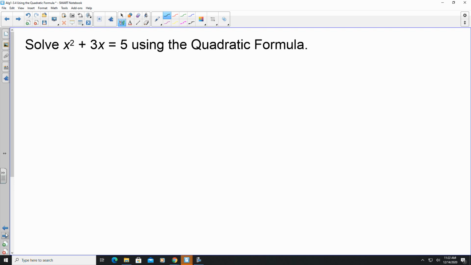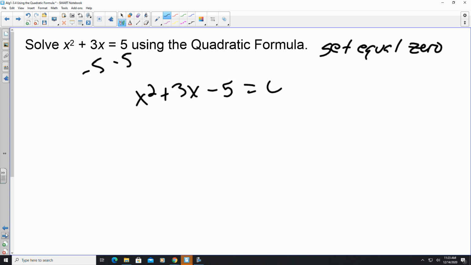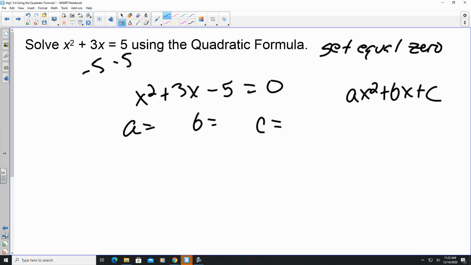In this particular question, they want you to use the quadratic formula. Anytime you are asked to use the quadratic formula, you must set the equation equal to 0. So it's not equal to 0 in this case, so I'm going to subtract 5. Now I have x squared plus 3x minus 5 set equal to 0. Knowing that this is my general formula, I like to find a, b, and c. So a is 1, b is 3, and c is negative 5.